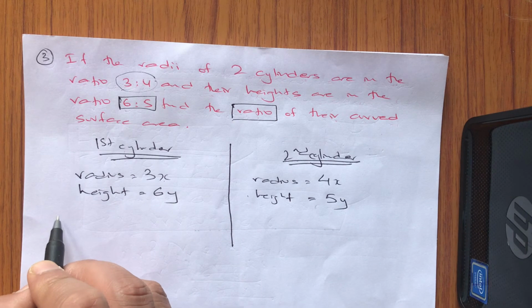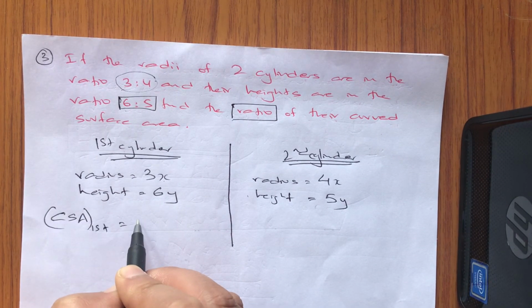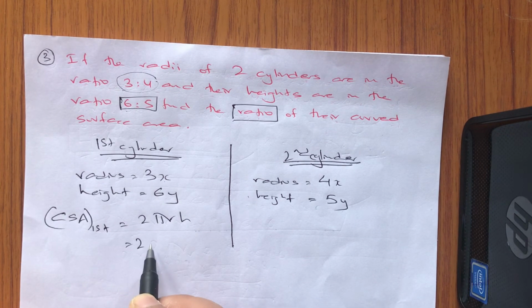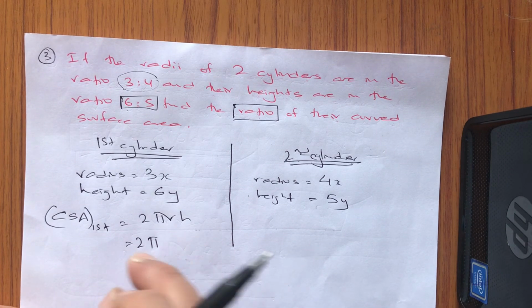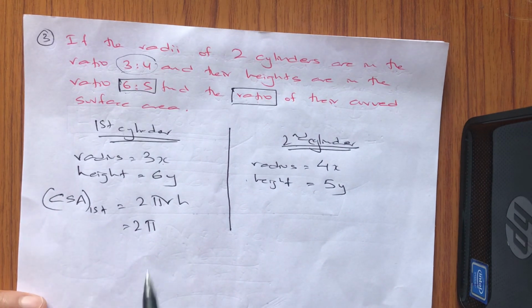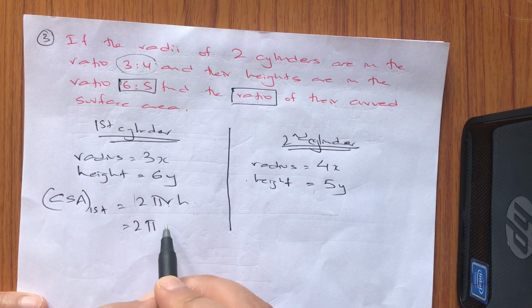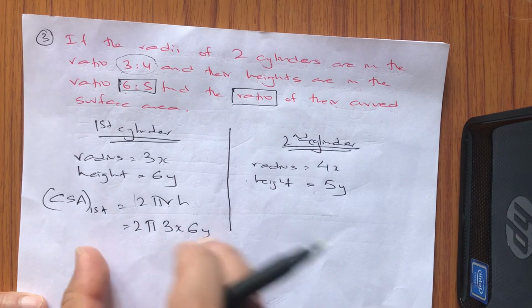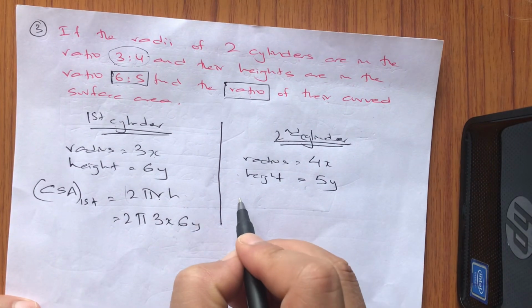So individually first find the curved surface area of the first cylinder. So the formula is 2 pi rh. The general formula is 2 pi rh. But over here, what is 2 pi? Let it be pi only, don't write pi as 22 by 7 because they will get cancelled out for sure. Now what is the radius of the first cylinder? Radius is 3x. What's the height? It's 6y. Don't multiply, don't do anything, because the cancellation will take place. That's the CSA of the first.